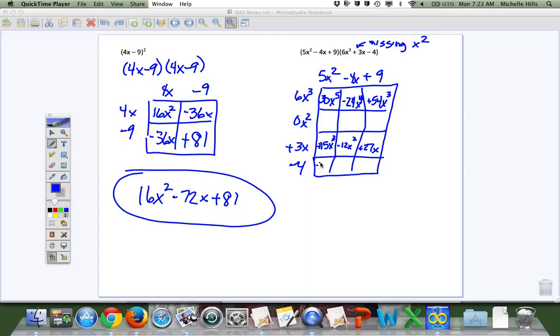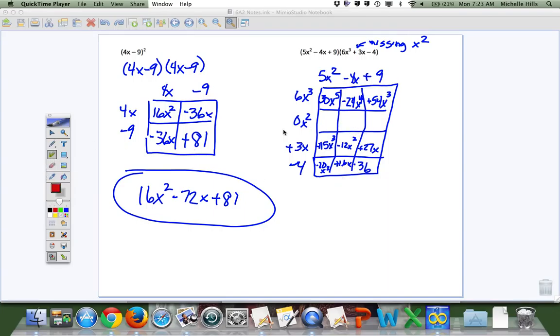Negative 4 times 5 is negative 20. And then I have an x squared. I'm kind of running out of room here. Negative 4 times negative 4 is a positive 16. And then I have that x and no other x to multiply it by. And negative 4 times 9 is a negative 36.